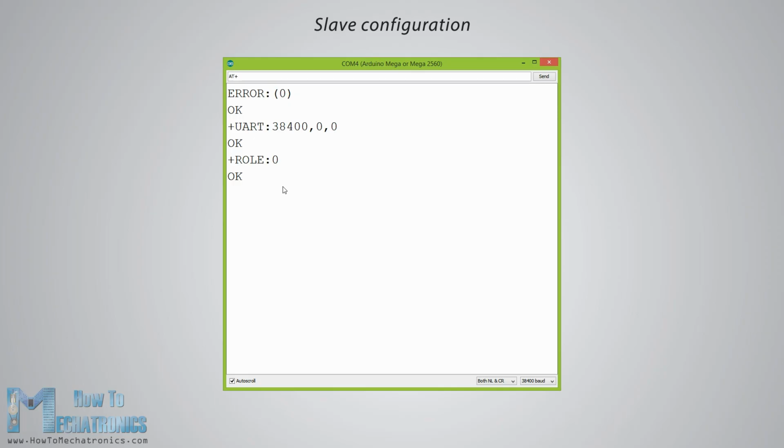If we type AT+ADDR?, we will get back the address of the Bluetooth module, and it should look something like this. Now we need to write down this address, as we will need it when configuring the master device. Actually, that's all we need when configuring the slave device, to get its address, although we can change many different parameters like its name, baud rate, pairing password and so on, but we won't do that for this example. Okay, now let's move on and configure the other Bluetooth module as a master device.